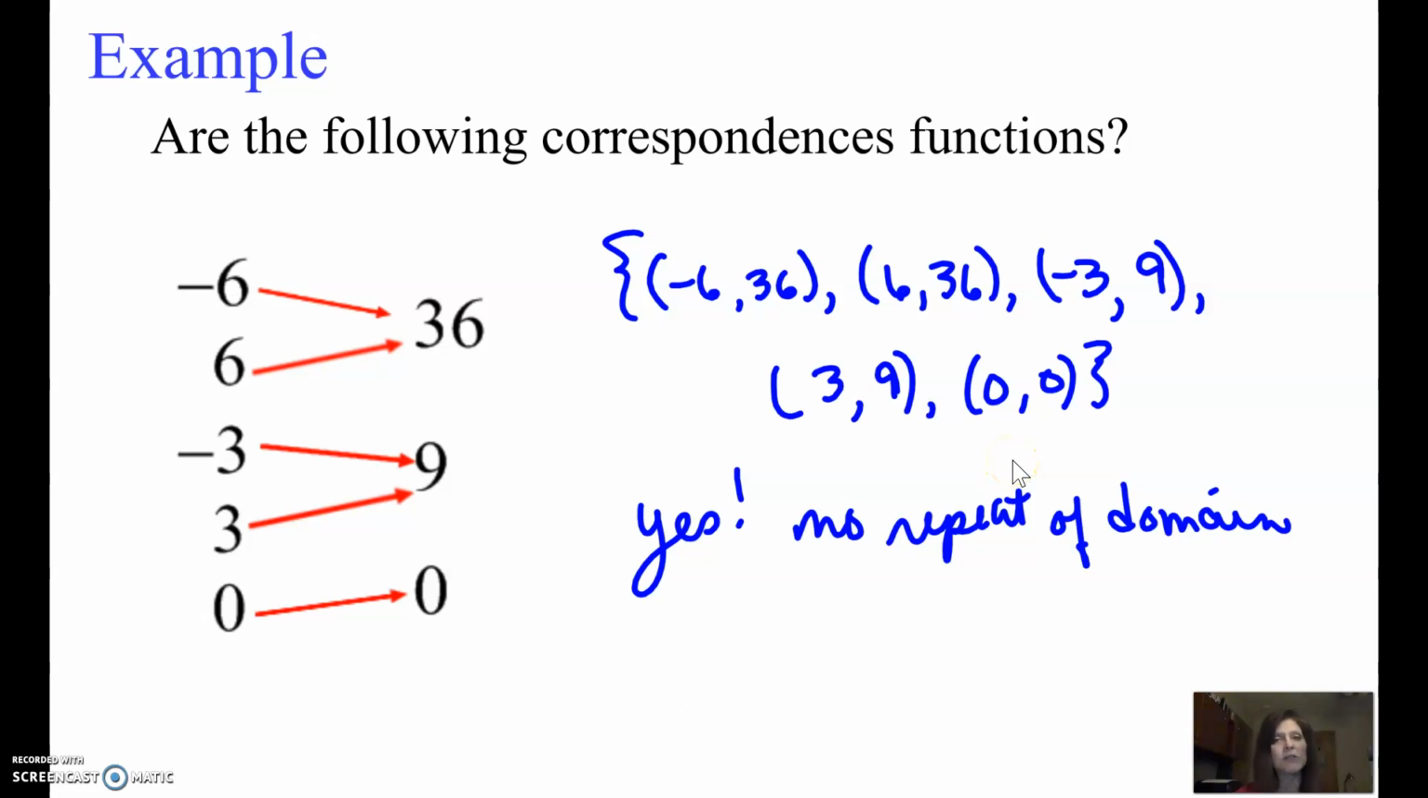Well, the definition says that once I use an element over here in the domain, I can't reuse it. It is true that two different elements in the domain got sent to the same range element, but once I use -6 over here from the domain, I didn't reuse it. So there's no repeat from the domain, no repeat of the x, then it qualifies as a function. I want to point out that the y's did get repeated. That's okay, as long as the x's are not repeated.